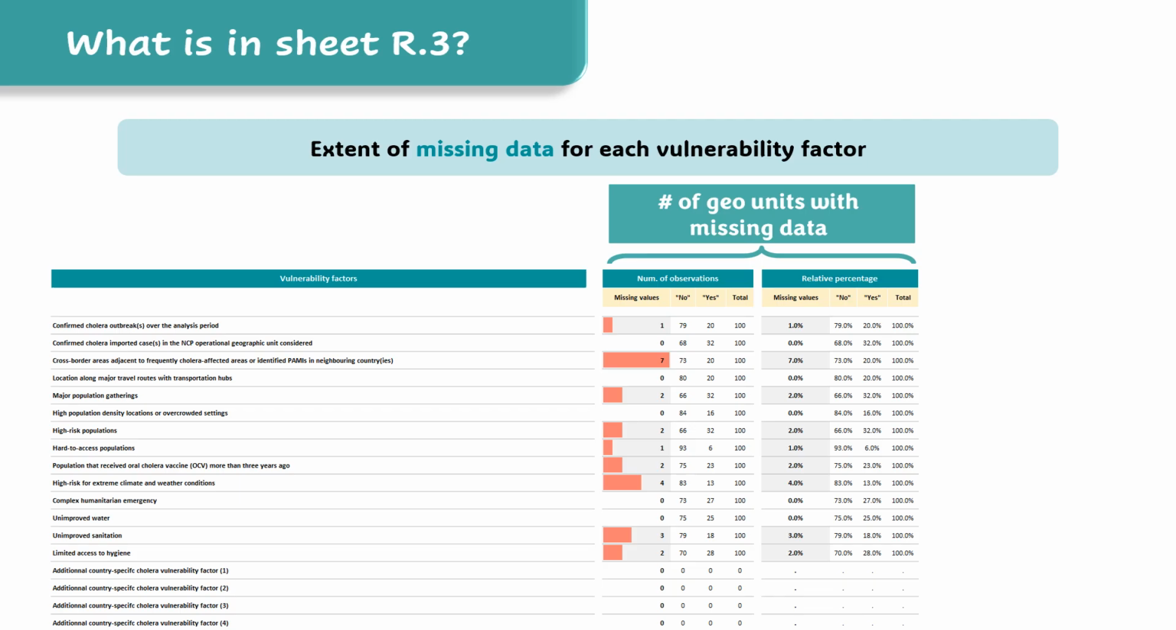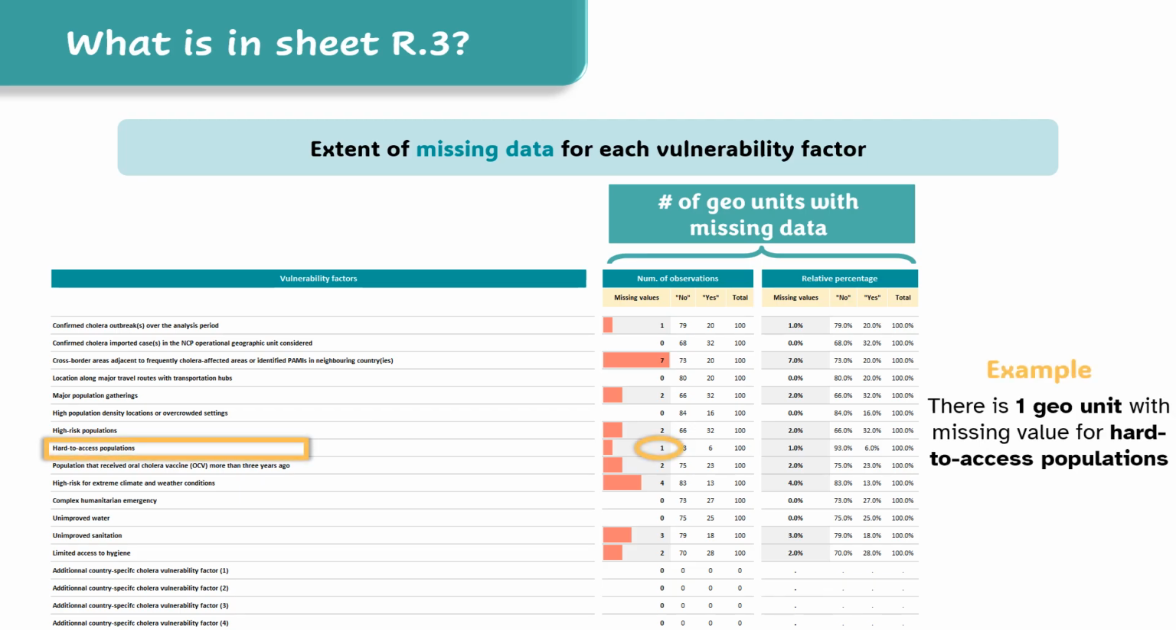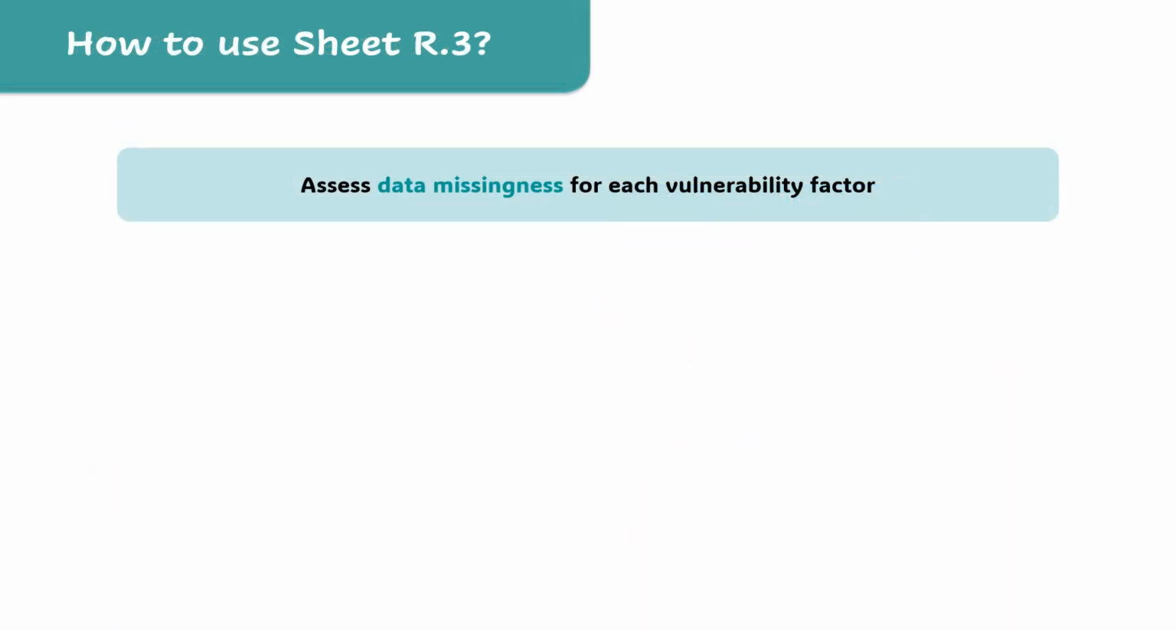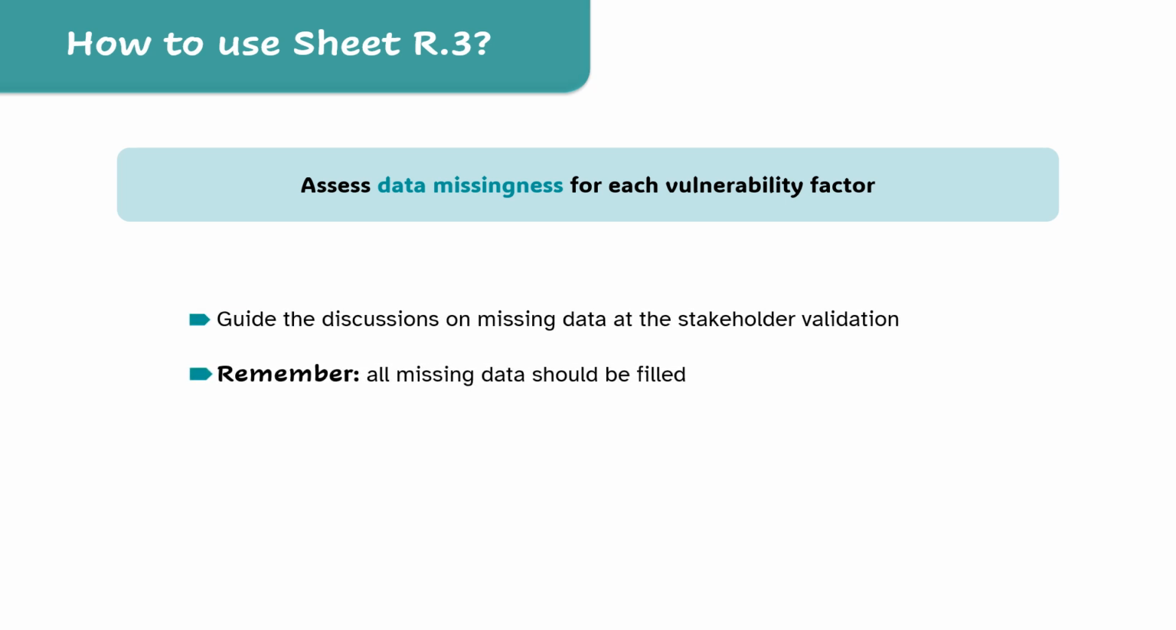Sheet R3, Missing Data Overview, shows for each vulnerability factor the number of geographic units with missing data. For example, using fictive data from a training dataset, there is missing data on the presence or absence of hard-to-access populations in one geographic unit. Use Sheet R3 to assess the extent of data missingness. This is helpful to guide discussions on missing data at the stakeholder validation. Importantly, all missing data should be filled before any decision is made on PAMI.